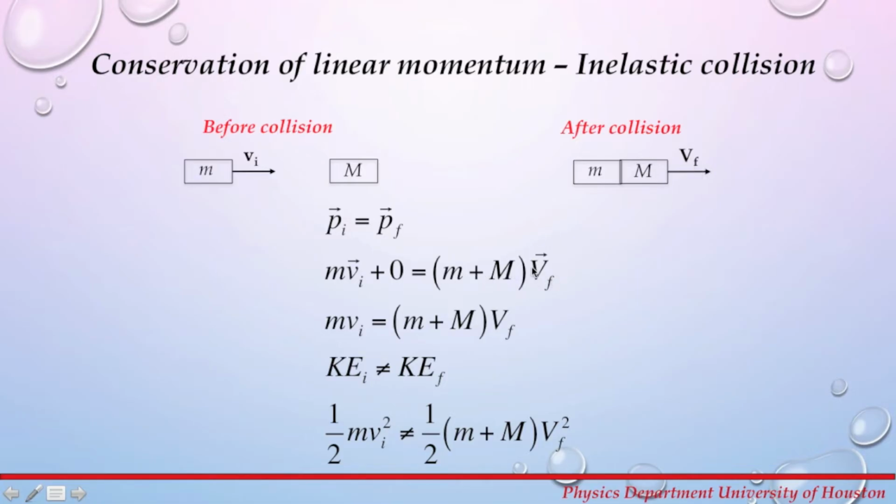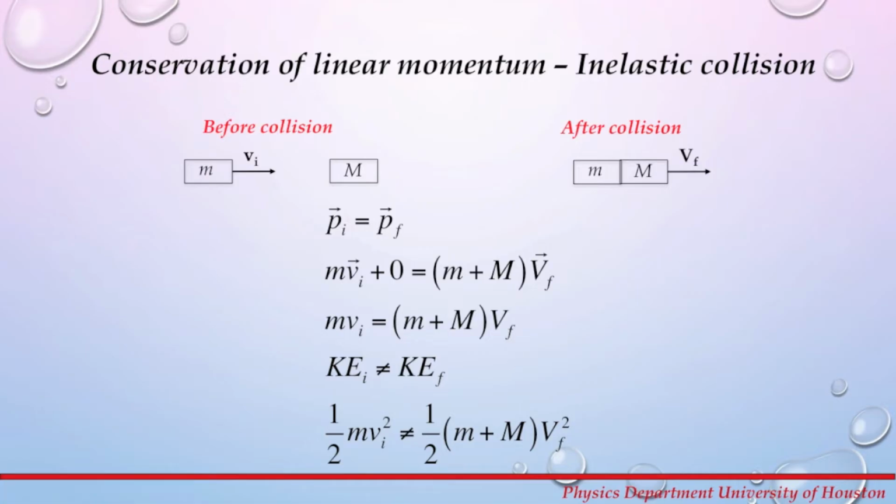So the momentum after the collision is the sum of the masses of the two objects times the final velocity of the combined object. Now, same as before, since the collision is happening in the direction of the positive x-axis, we can look at only the magnitudes. So the mass of the projectile times the initial speed of the projectile is equal to the sum of the masses of the two objects times the final velocity of the combined object.